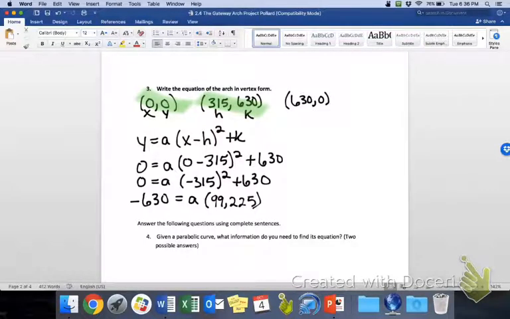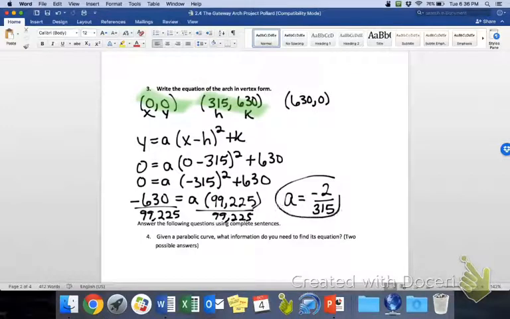Now if we divide both sides by 99,225, we're going to get a equals negative 2 over 315. Don't forget that these a values, whenever we're finding them in real life problems, are not always going to be nice numbers. Don't make it a decimal. I want you to leave it as a fraction.